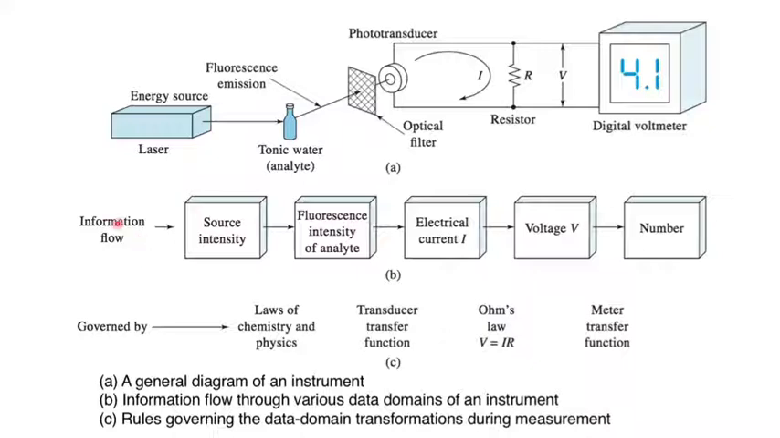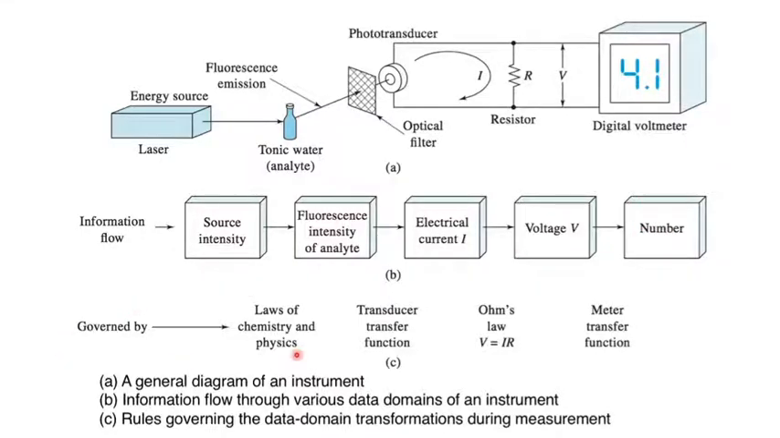So information flow, what's happening here? We have source intensity, that's from our laser. Then we have the fluorescence intensity of the analyte. Neither of these can we particularly measure very easily directly. So we need to convert them into something which we can actually read, which is electricity. The fluorescence intensity of the analyte is converted into electrical current, which then is converted into voltage, which is then given some sort of number like here.